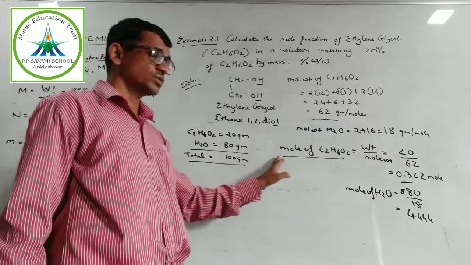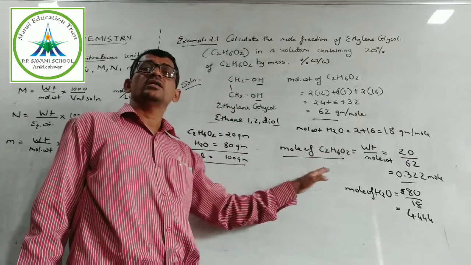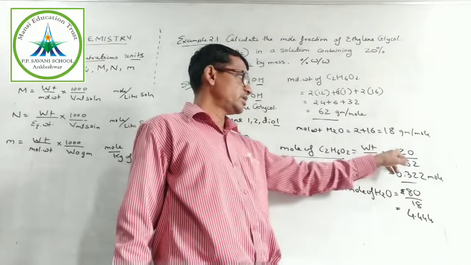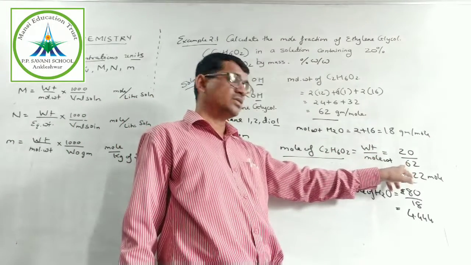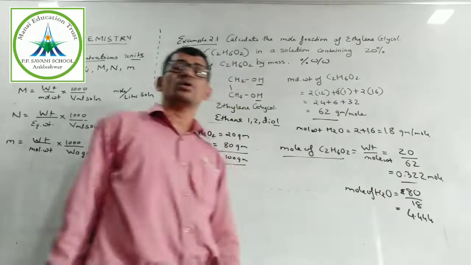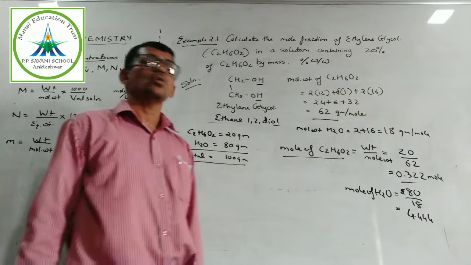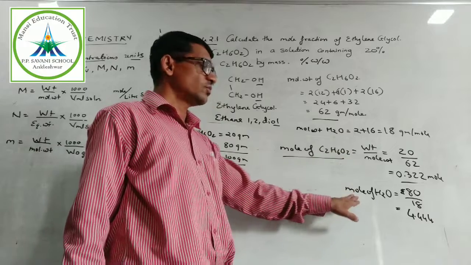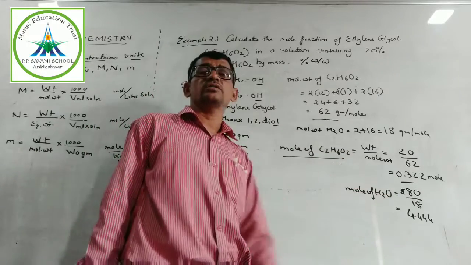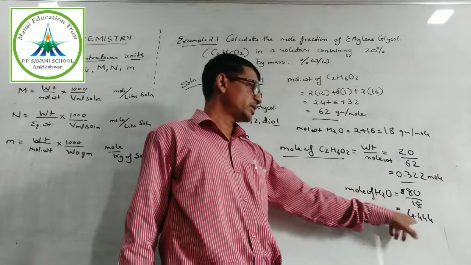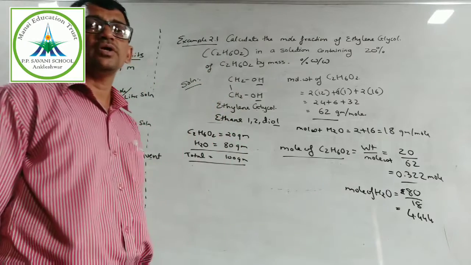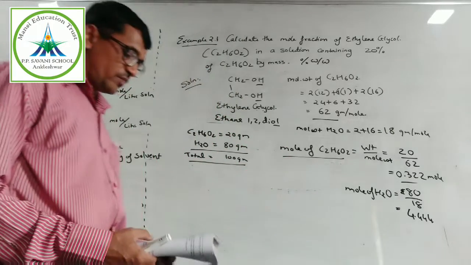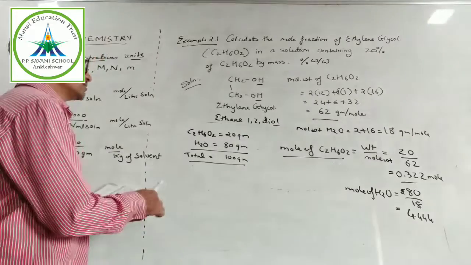Now we find moles. Moles of ethylene glycol is equal to weight upon molecular weight. Weight is 20, molecular weight is 62. So it is coming 0.322 moles of ethylene glycol. Similarly, moles of water is equal to 80 gram divided by its molecular weight. So the answer is coming 4.444. So these two moles we have got. Now we find the mole fraction.